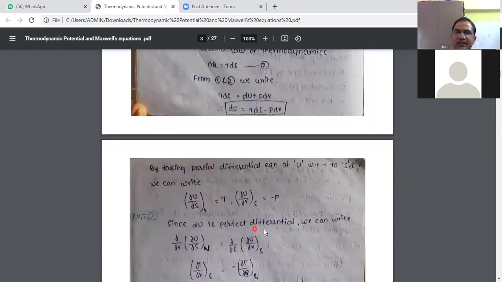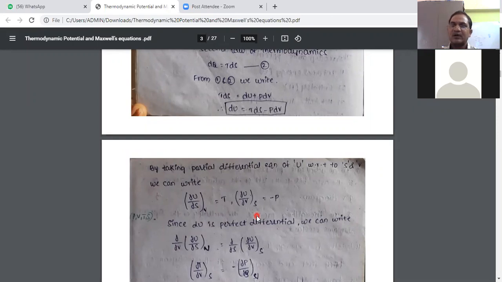Since du is a perfect differential, we can write ∂/∂v of (∂u/∂s) is equal to ∂/∂s of (∂u/∂v). That means ∂²u/∂v∂s is equal to ∂²u/∂s∂v, or ∂²u/∂x∂y equal to ∂²u/∂y∂x, when du is the perfect differential, right?